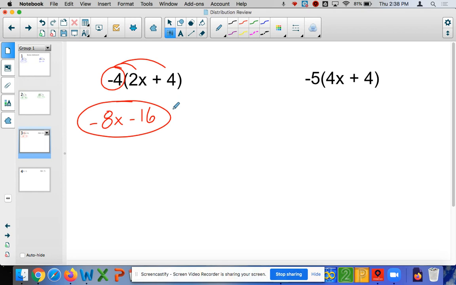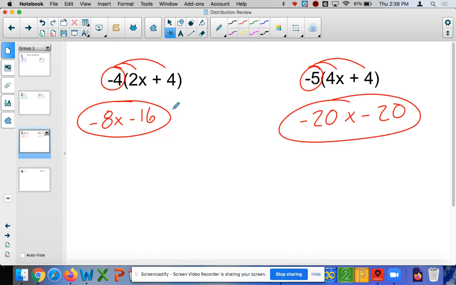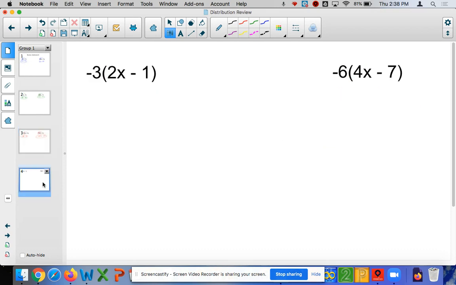Okay, hopefully you've had some time to pause the video there. I'm going to kind of breeze through this one because, again, the method doesn't change from how we solve these problems. That's a negative 20x minus 20. Because negative 5 times positive 4x is negative 20x. Negative 5 times positive 4 is minus 20. Last 2 problems. We're nearly done. Look at that.